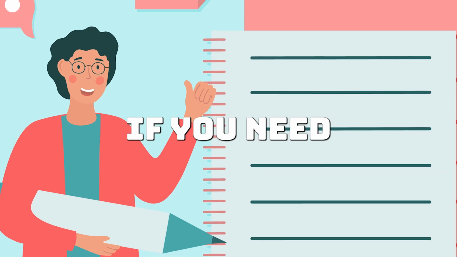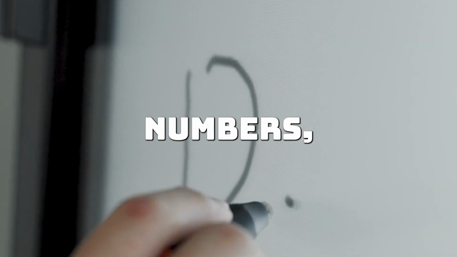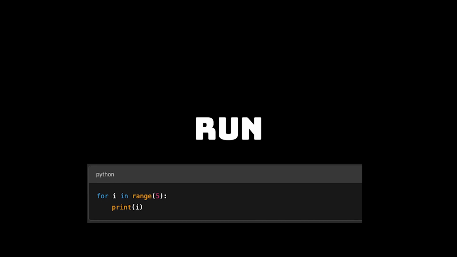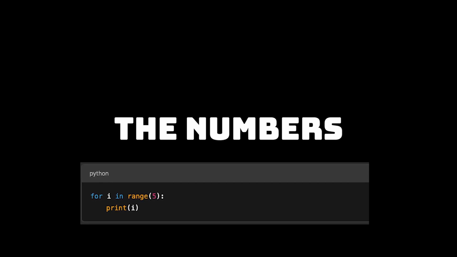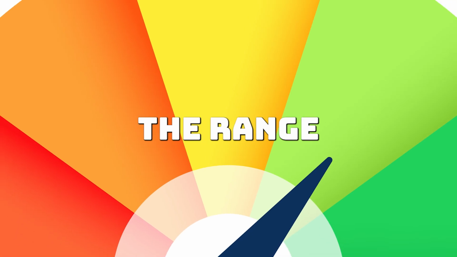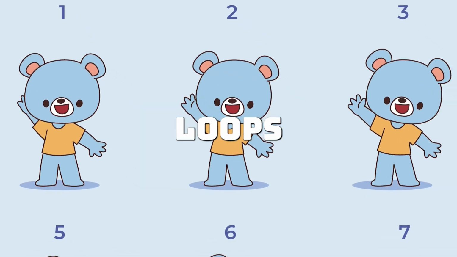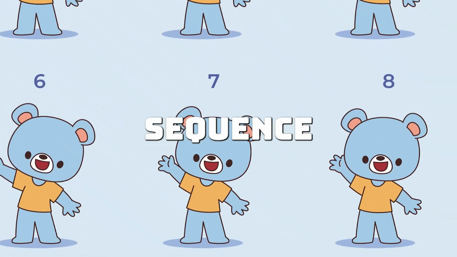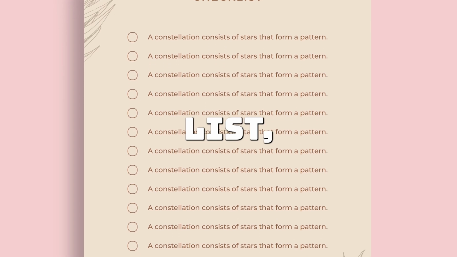For example, if you need to iterate over a list or a range of numbers, you already know how many times the loop should run. Here's a quick example. This loop will run exactly 5 times, printing the numbers 0 to 4. Why? Because the range is defined up front. For loops are perfect when you have a predefined sequence or count, whether you're looping through a list, a range of numbers, or even the characters in a string.